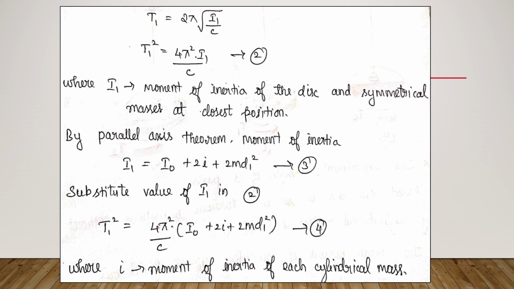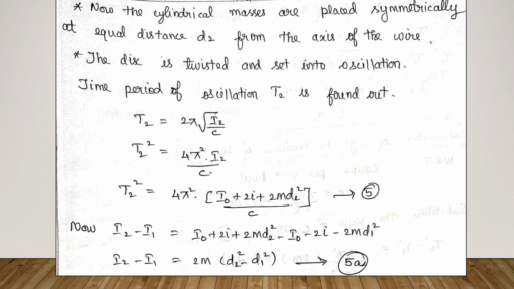So now I am substituting this equation 3 in equation number 2. Instead of I1 in equation number 2, I have replaced I0 plus 2I plus 2m d1 square. Here the small I represents the moment of inertia of each cylindrical mass which is kept above the disk. Now the cylindrical masses are placed symmetrically at equal distance d2. d2 means the distance between the two cylindrical masses is higher than the previous one.